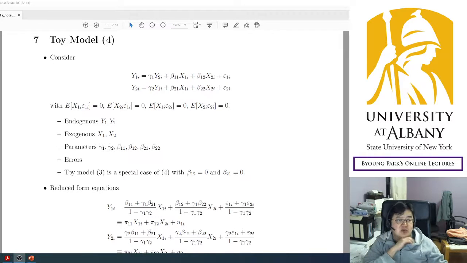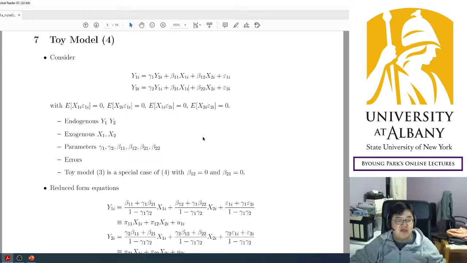Hello. So now I will extend the model even more. Now we consider two exogenous variables, but both appear in both equations. So the first equation depends on x1 and x2, and the second equation also depends on x1 and x2. So it is a generalization of model 3. Model 3 is a special case of this, with this equal to 0 and this equal to 0, right?